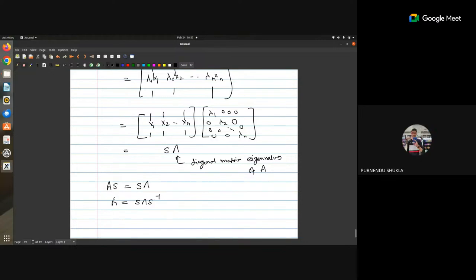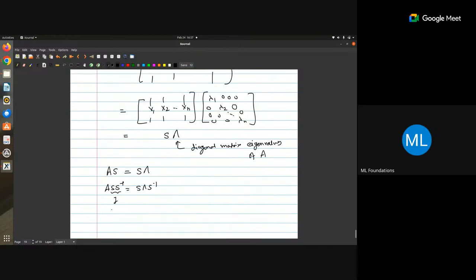Sir, why S inverse? It's just a multiplication. If I multiply S inverse on both sides, this S inverse times S will be the identity matrix, correct? So A can be written as S lambda S inverse. So if I have n independent eigenvectors and their corresponding eigenvalues, I'll be able to find the matrix A from it, correct? Another way: if I multiply S inverse on the left side of both sides, it becomes S inverse A S equals lambda, correct?